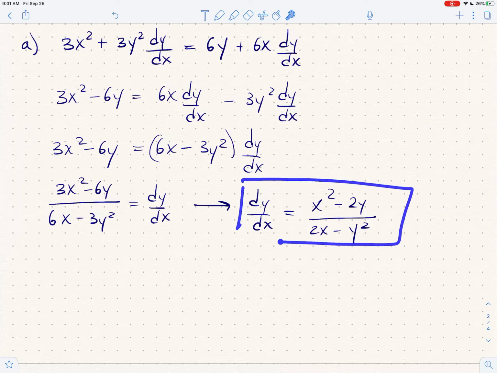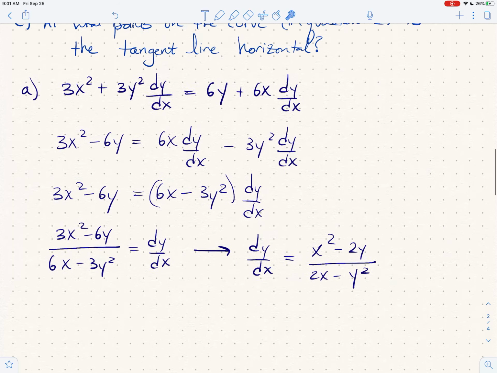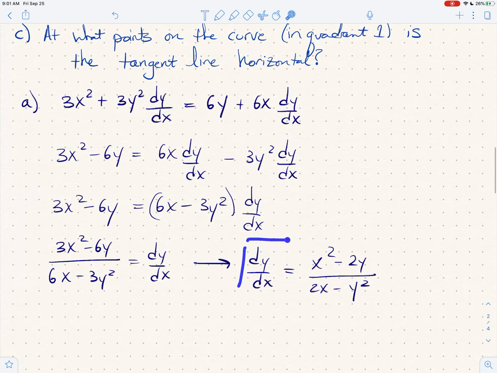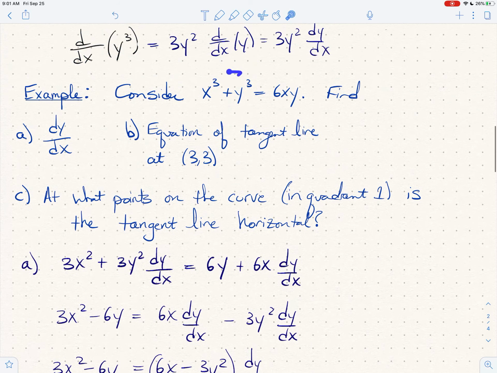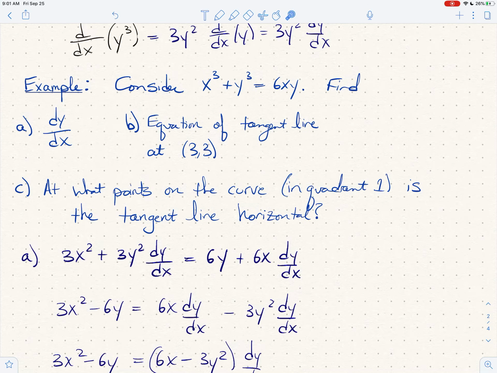So here's my generic formula for the slope of the tangent line at a point. Now, for this formula to make sense, you have to plug in a point that actually lies on this equation. You can't just plug in random points. Like, for example, x equals 1, y equals 1 does not live on this equation.